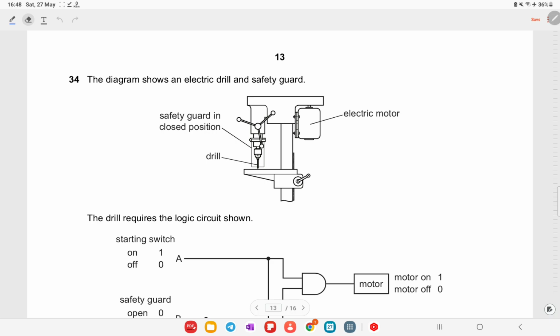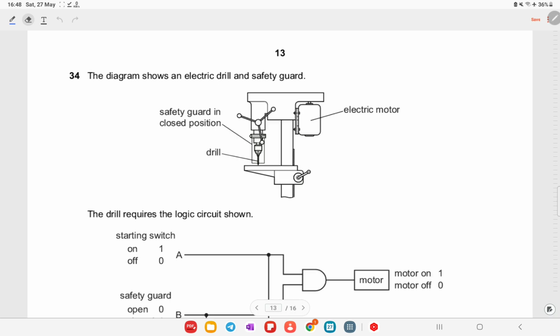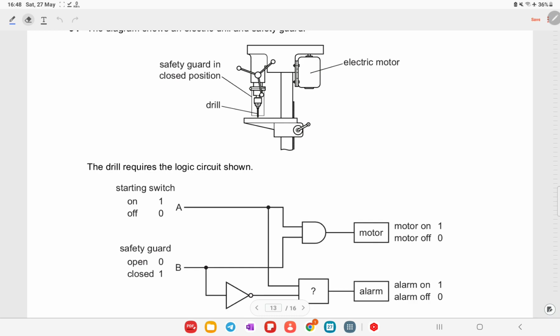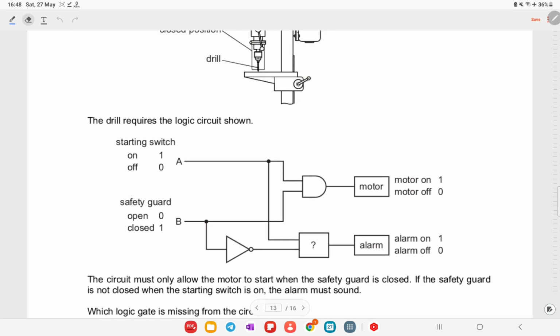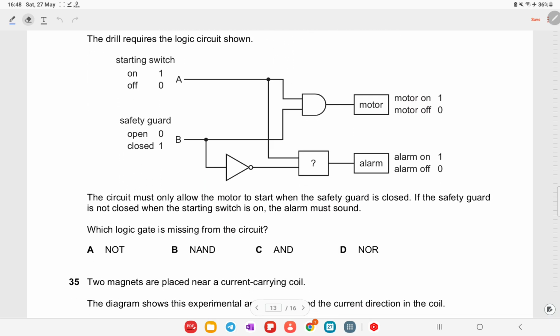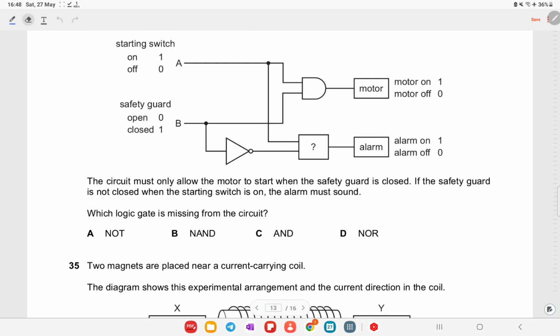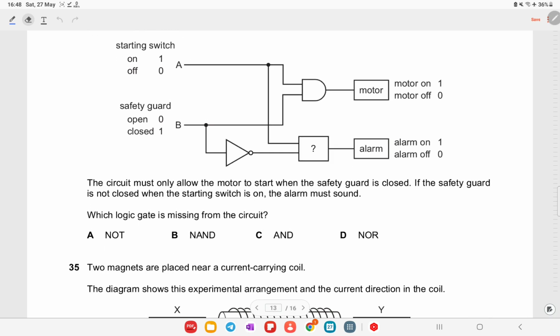The diagram shows an electric drill and a safety guard. So you can see this electric motor is on the right side and the safety guard position is on the left side. The drill requires the logic circuit shown. The starting switch is on, off. Okay, these are the logics. For on it is 1 and for off it is 0. The circuit must only allow the motor to start when the safety guard is closed. So this is one condition. If the safety guard is not closed when the starting switch is on, the alarm must sound. So you must remember which logic is missing from the gate.